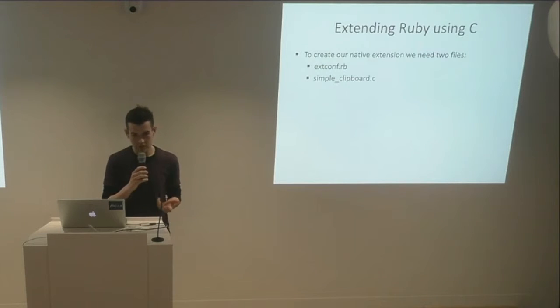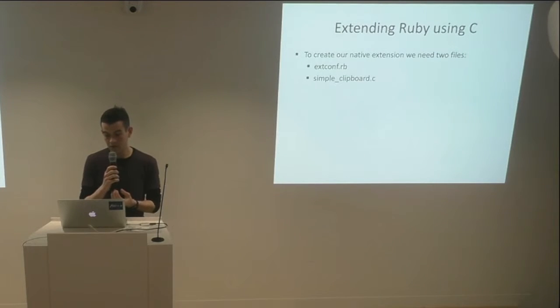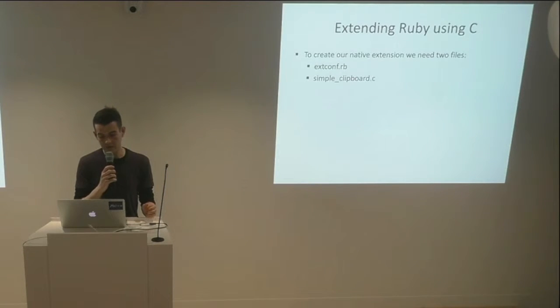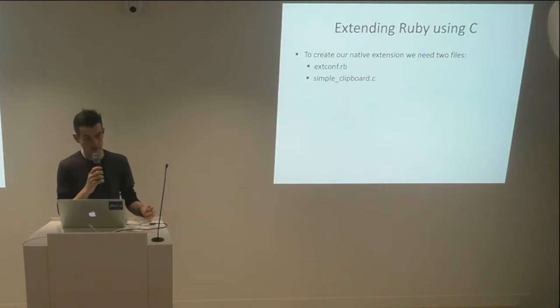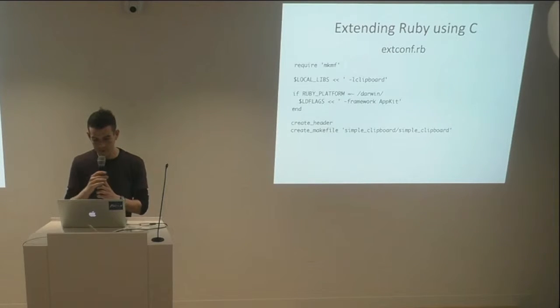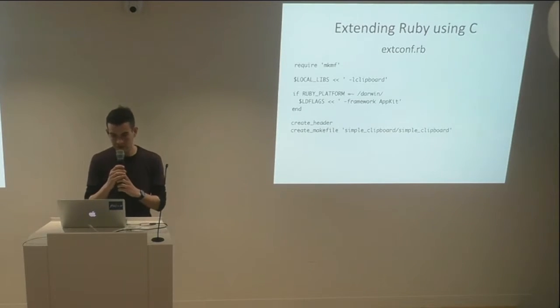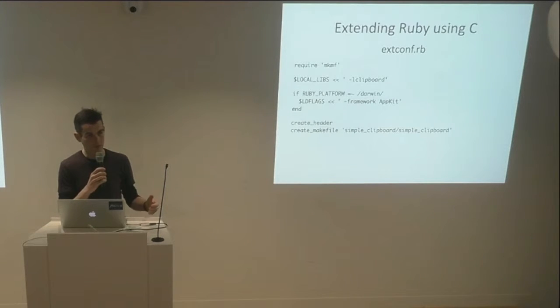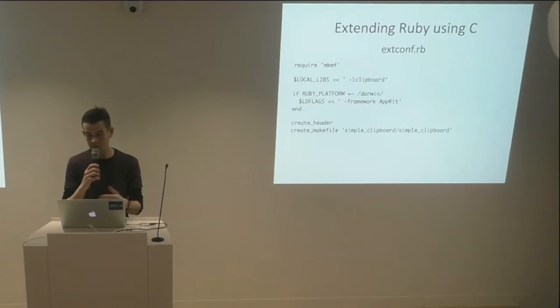So to actually do this in C, or as a native extension, we need to provide two files, just at a bare minimum. One is extconf.rb, and the other is a C file, simpleclipboard.c. So the first one, extconf.rb, is basically a description of the build process for taking your C file, compiling it in a way that will work with Ruby, and then spitting out a bundle that can be included using require.